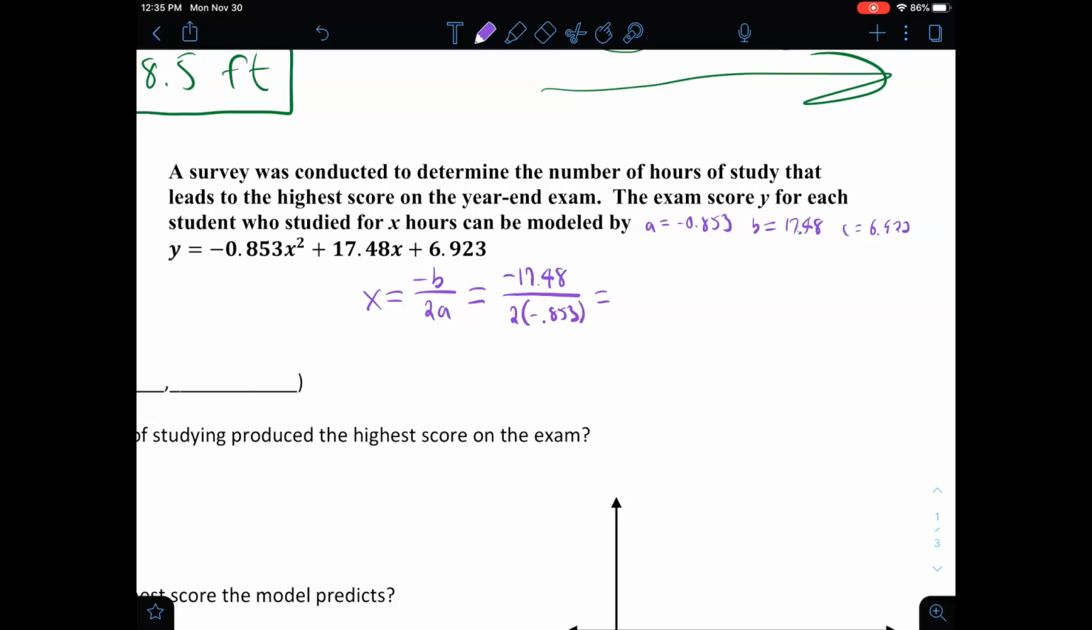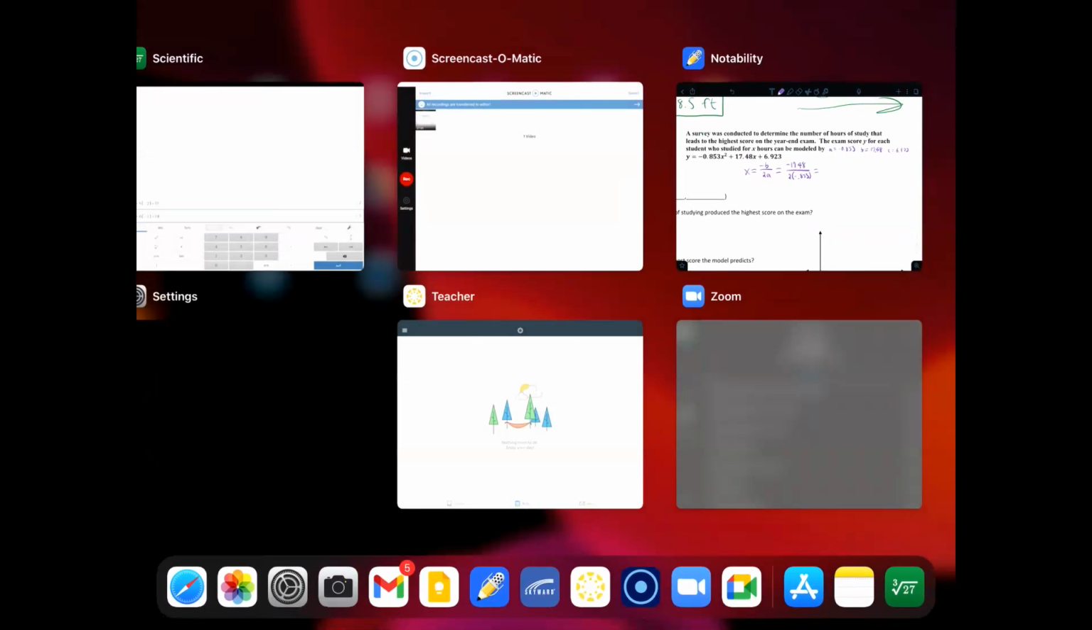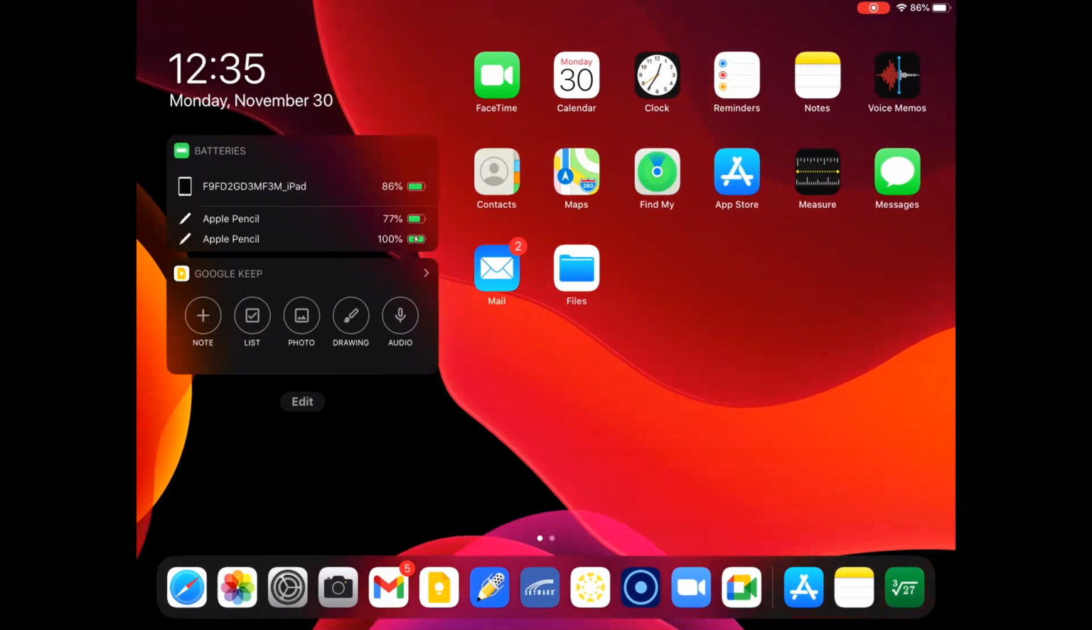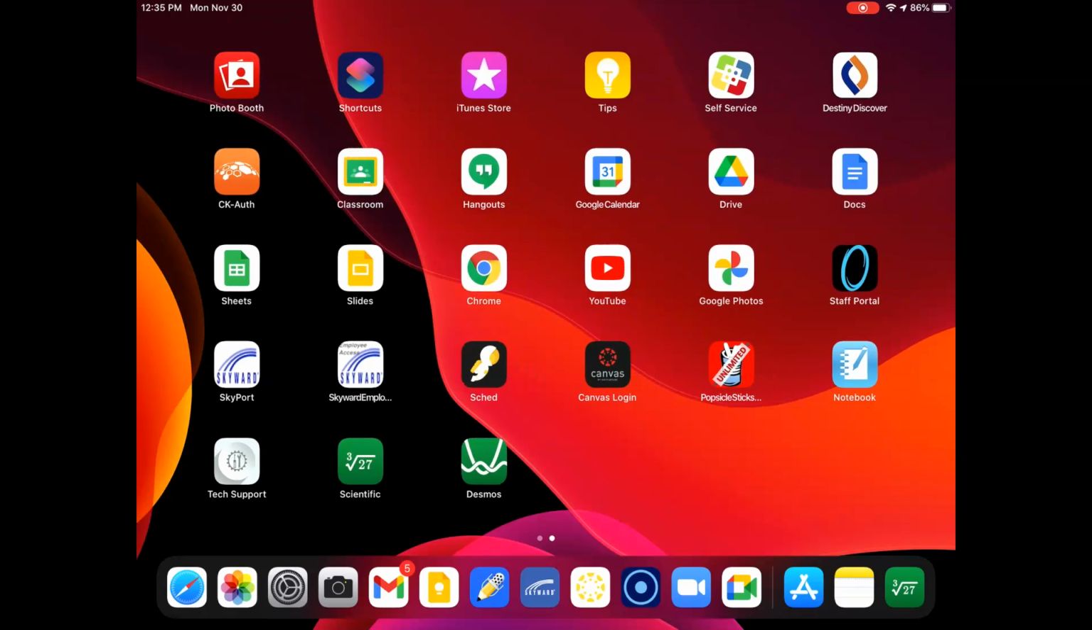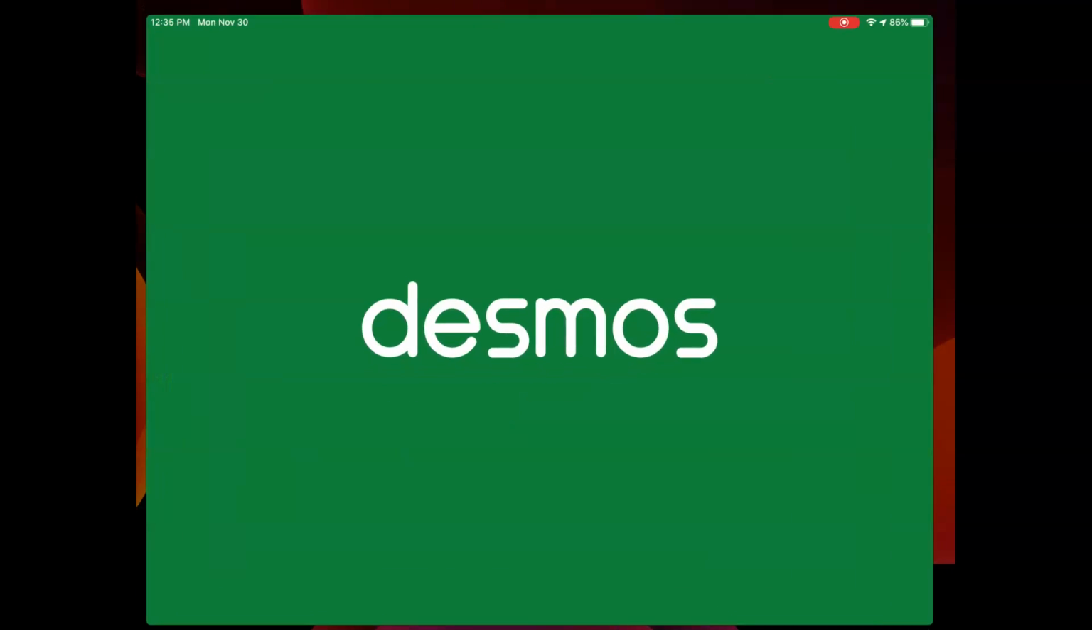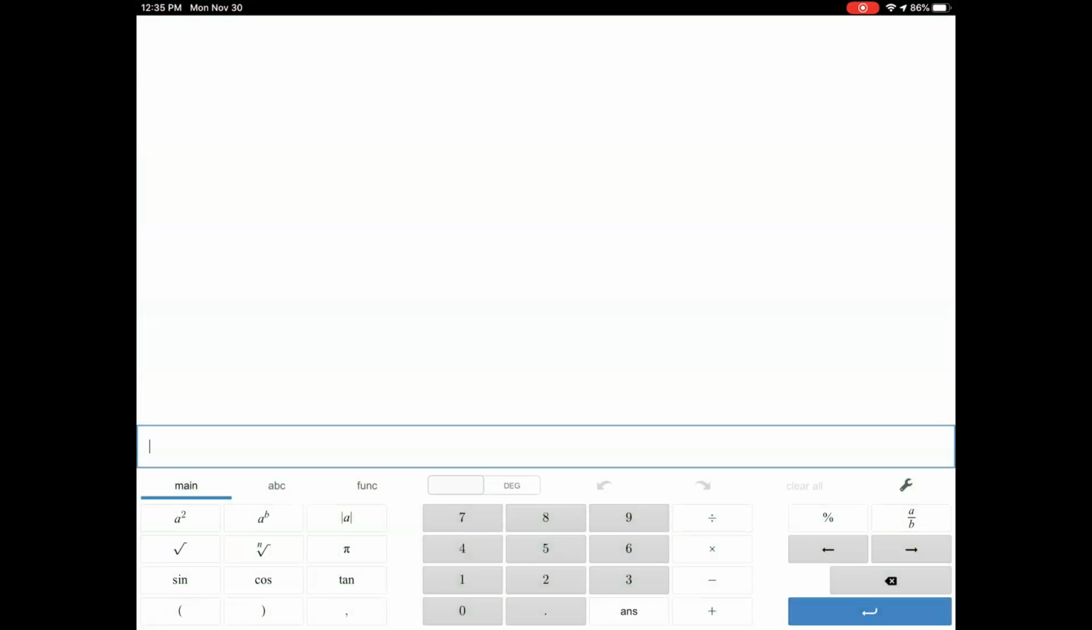Which is going to be, and then we gotta be careful here when you're doing this, all right? So this is going to be equal to, if you do that math, you multiply 2 times negative 0.853, and then on Desmos, let's see if I can open Desmos on here real quick. Do I have Desmos handy? Yes, the Desmos scientific calculator. Let's go ahead and do this math really quick, and I'm gonna show you a shortcut to help you figure out how to do these.